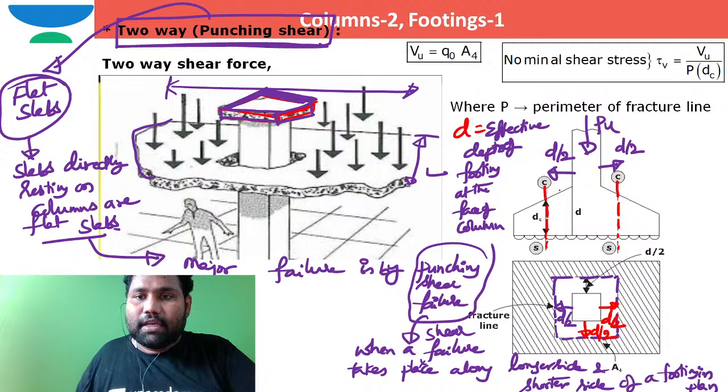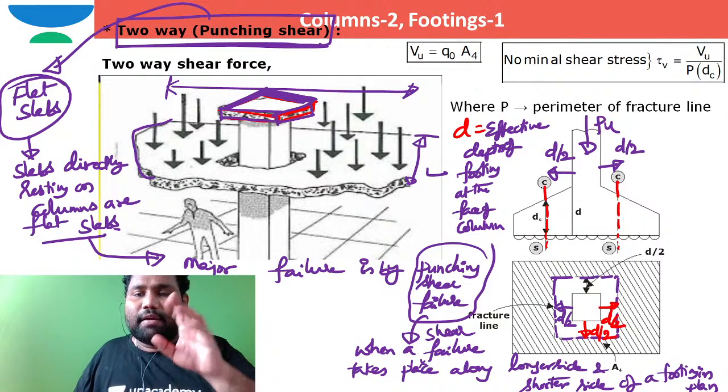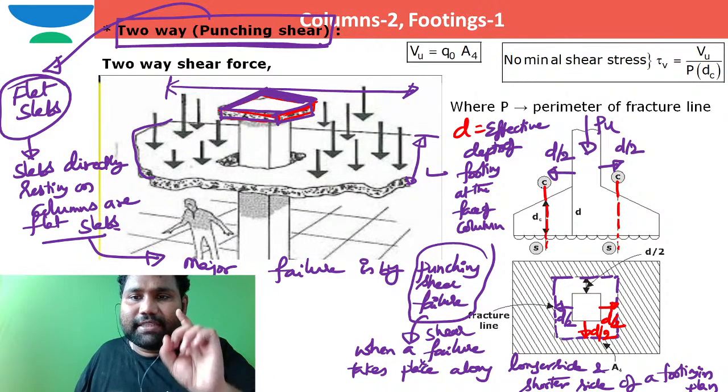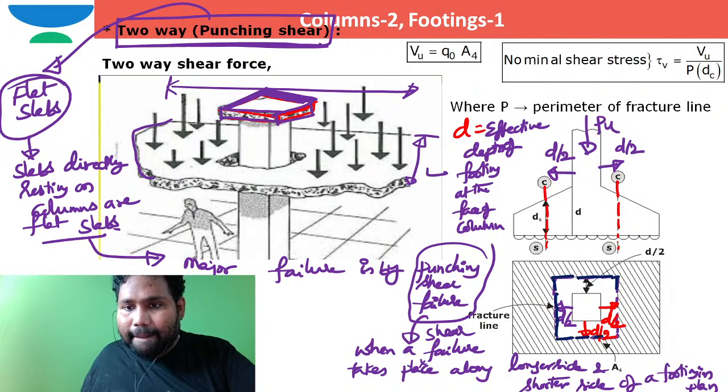So as per IS 456, the failure for two-way shear or punching shear will happen at a distance of d by 2 from the face of the column. I hope you can see this is the section. This is the fracture line. Clearly, you are able to see this is the fracture line.